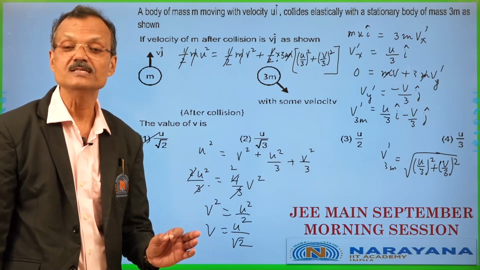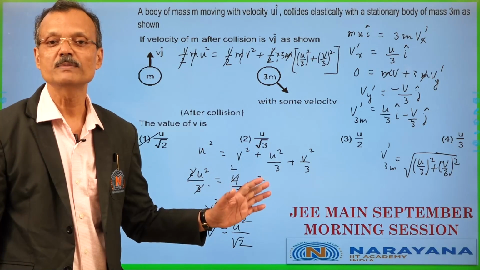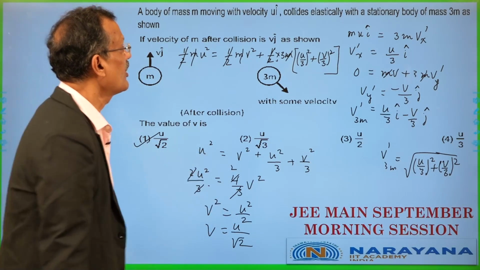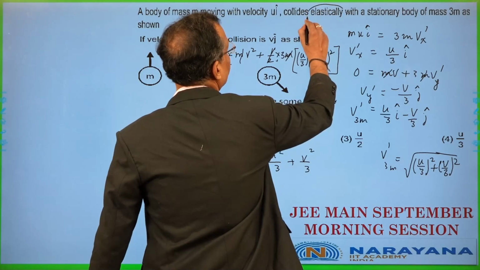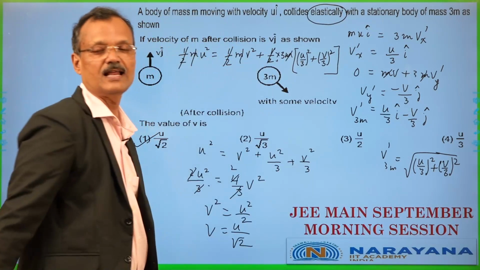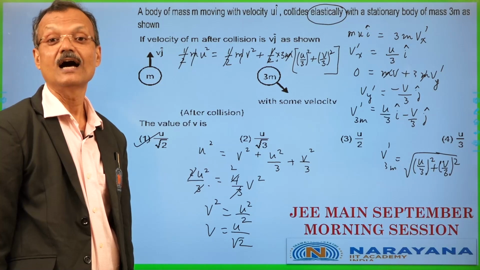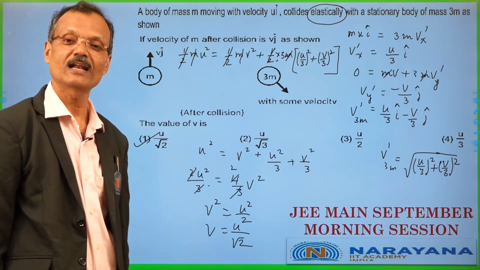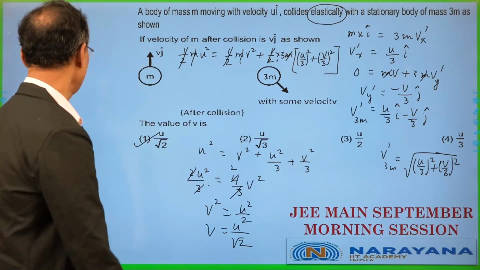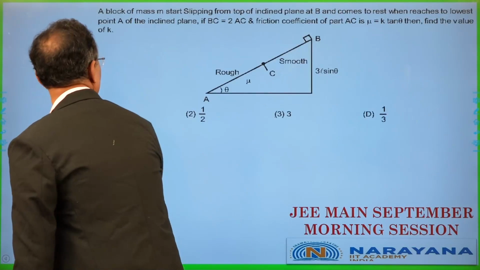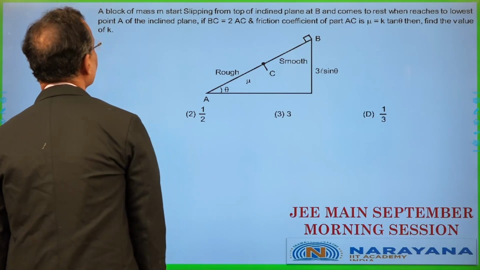Check now. I used conservation of linear momentum and conservation of kinetic energy because the collision is perfectly elastic. You cannot use conservation of kinetic energy unless the collision is perfectly elastic. Clear to you? Now, let us move to the next problem.